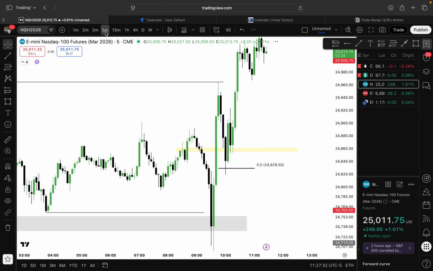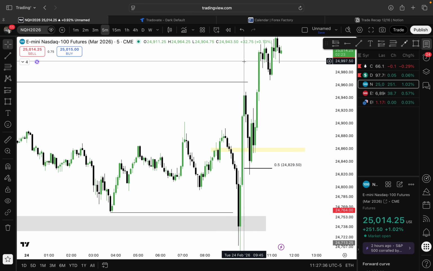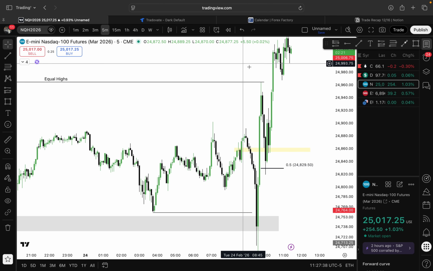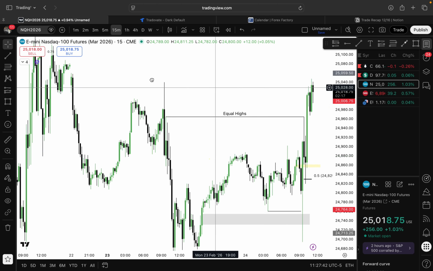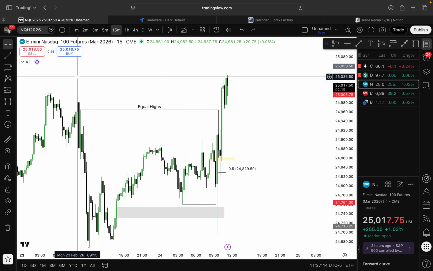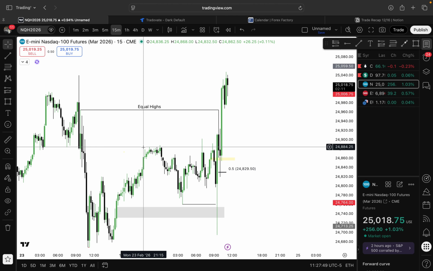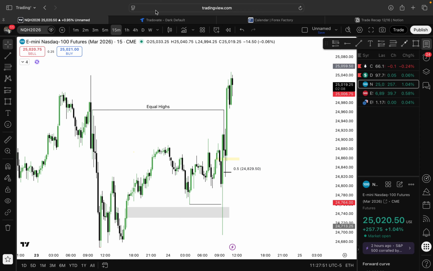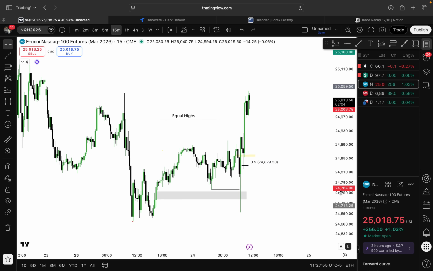So I just executed, got in, and targeted this high to the left and go up to the 15. I just targeted this high right here. So yeah, that was pretty much the trade for today. That's how you take a trade without knowing the bias.